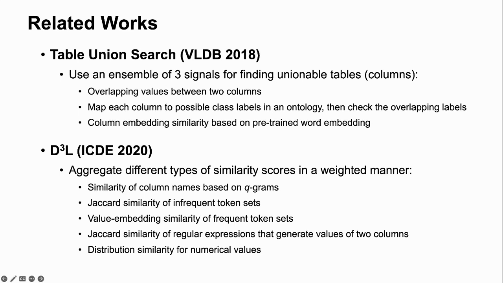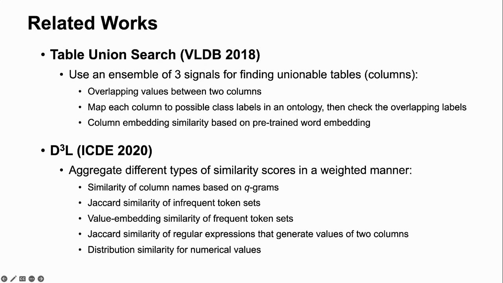The table union search problem has been studied previously. In the original table union search paper, the authors ensembled three signals for finding unionable tables. Specifically, the system relies on overlapping values between two columns, mapping columns to possible class labels in an ontology, and also column embedding similarity based on pre-trained word embeddings such as GloVe.